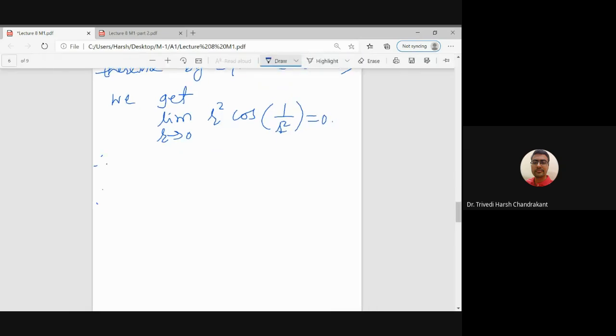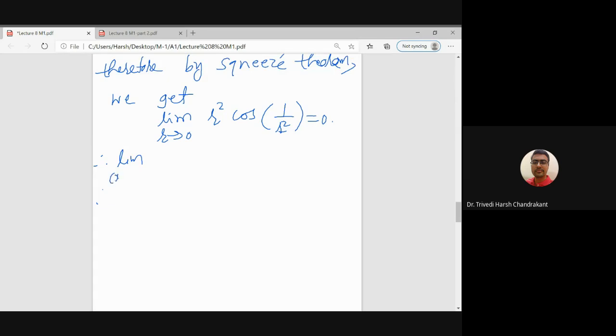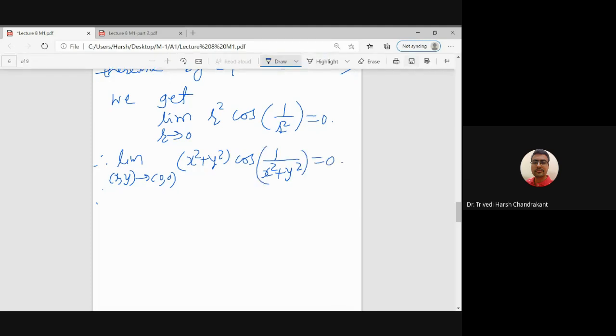So therefore the limit as (x,y) approaches (0,0) of (x² + y²) cos(1/(x² + y²)) is 0. So this is an example of showing a limit using polar coordinates. Now the question is, in this example the limit actually exists, so we have used the polar coordinates.